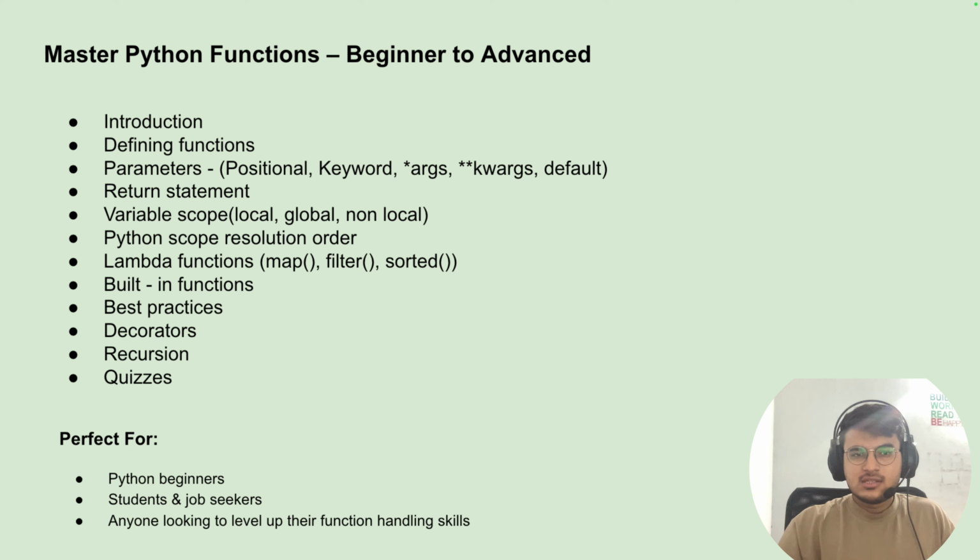Then we are going to see the return statement, and variable scope, like what is local, global, and non-local scope. Then we are going to see PSRO, which is Python scope resolution order. Then we are going to see lambda functions, built-in functions, what are the best practices that we should follow, what are decorators, and a bit about recursion also I will try to cover. I'm not sure whether I will be able to cover the whole thing about recursion or not. Then some quizzes.